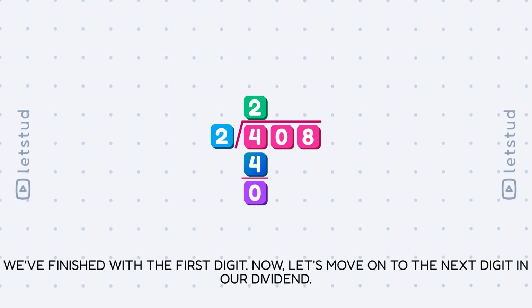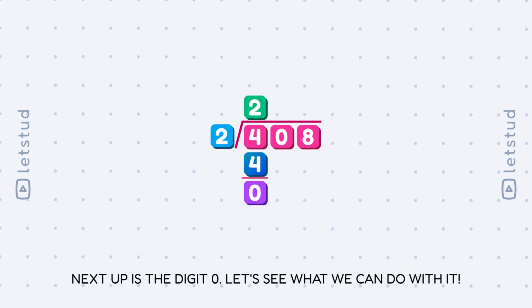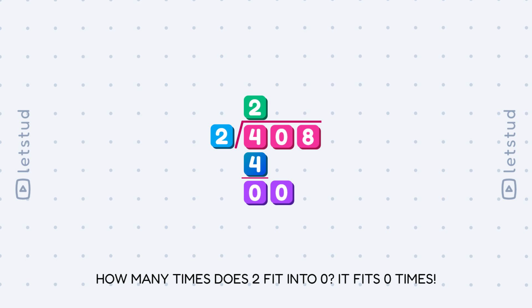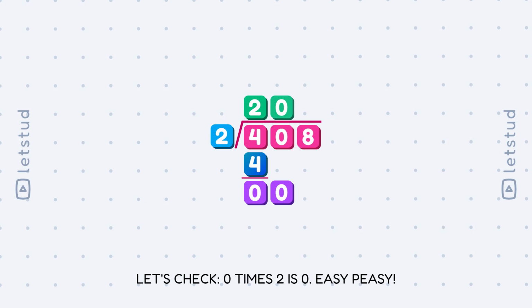Now, let's move on to the next digit in our dividend. Next up is the digit 0. Let's see what we can do with it. We bring down the 0 right next to our remainder. Now we have 0. How many times does 2 fit into 0? It fits 0 times. Let's check. 0 times 2 is 0. Easy peasy.